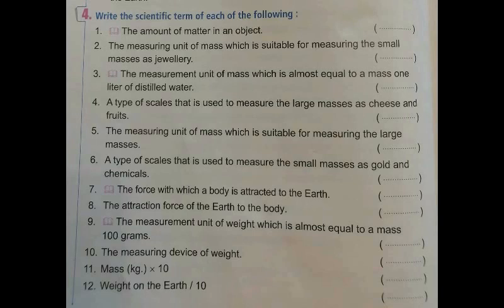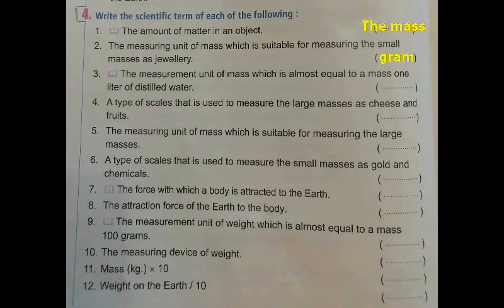Let's see another type of question called write the scientific term of each of the following. It means give me the scientific term. They give me a definition and want me to say the scientific term. The amount of matter in an object is called what? The mass. The measuring unit of mass which is suitable for measuring small masses such as jewelry is the gram.